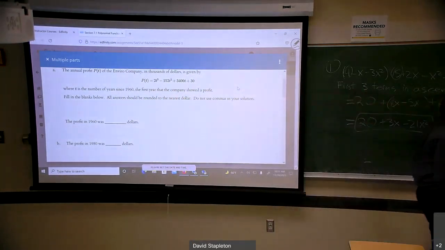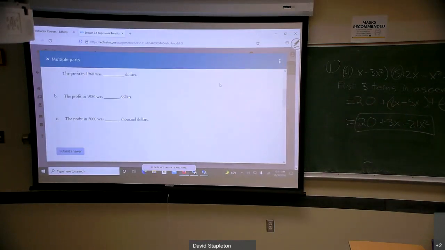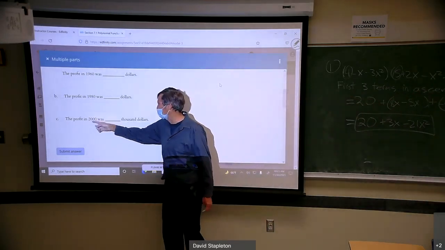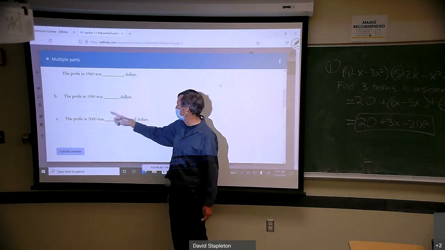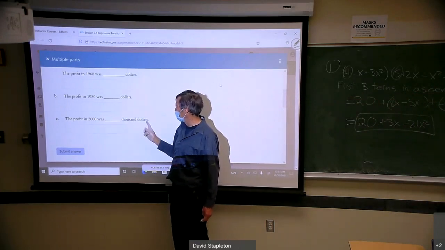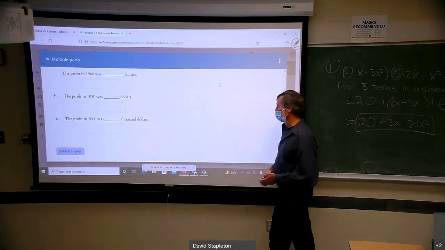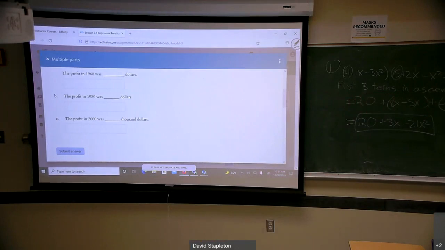But then on the last one, it's a really big number. So they put, what was it in 2000? That's T equals 40 years since 1960. Instead of putting in the actual number you get, you divide it by 1,000 because they ask for thousands of dollars. So make sure the last one is, you drop off 3 zeros, right? Just look at the question carefully.